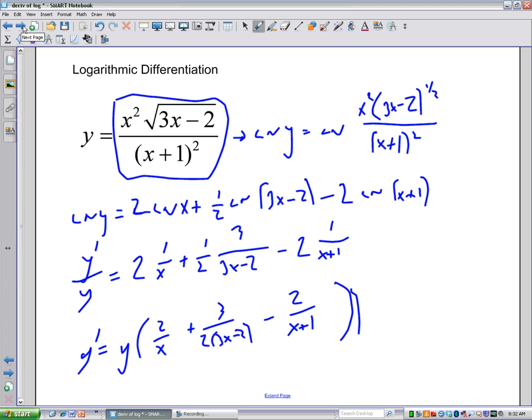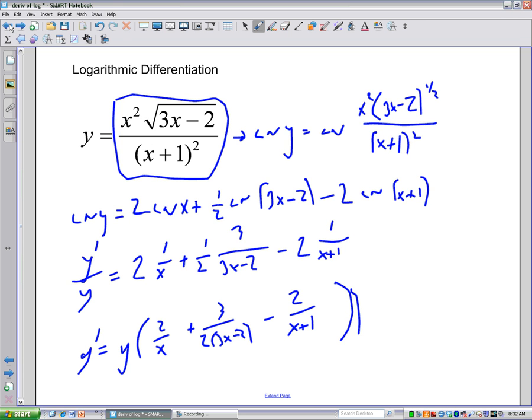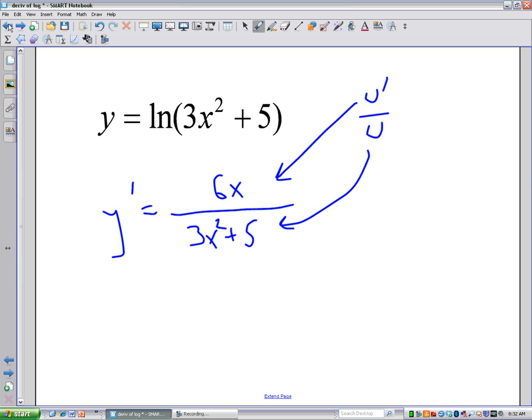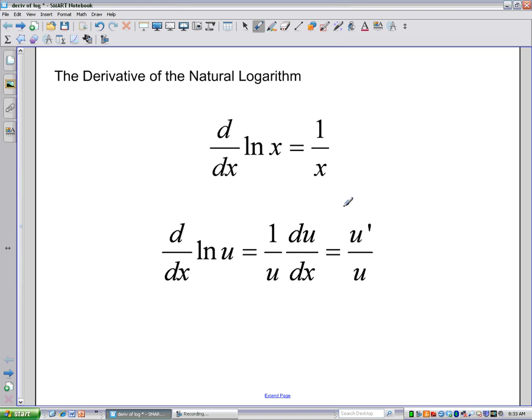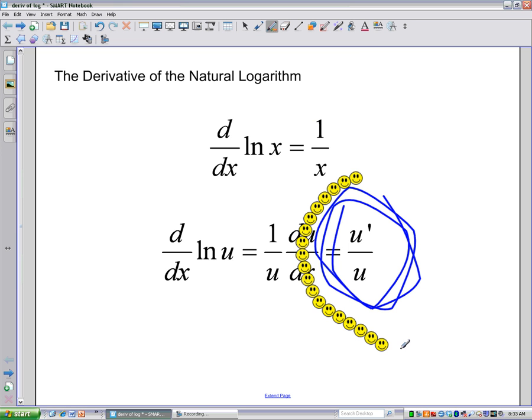Logarithmic differentiation. New little tryst, but still derivatives. That's what we're going to be working on in class. So the big thing to remember, go way back to the beginning, is this: u primed over u. Put the smiley faces around that so we remember. U primed over u. That's what the derivative of the natural log of anything is. U primed over u.